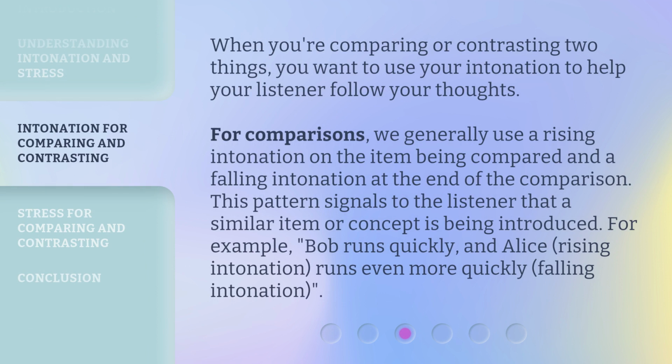When you're comparing or contrasting two things, you want to use your intonation to help your listener follow your thoughts. For comparisons, we generally use a rising intonation on the item being compared and a falling intonation at the end of the comparison. This pattern signals to the listener that a similar item or concept is being introduced. For example, Bob runs quickly, and Alice, rising intonation, runs even more quickly, falling intonation.